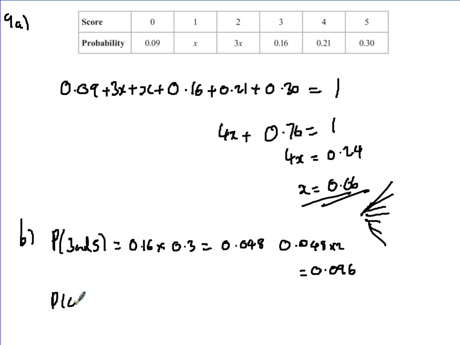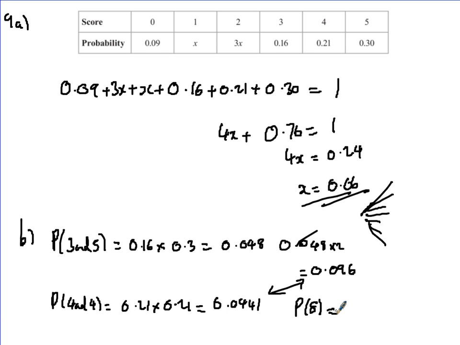And then we've also got the probability of a 4 and a 4, which is 0.21 times by 0.21, which gives us 0.0441, and then we put these two together, so the probability of an 8 then gives our value of 0.1401. Tough question, that part.